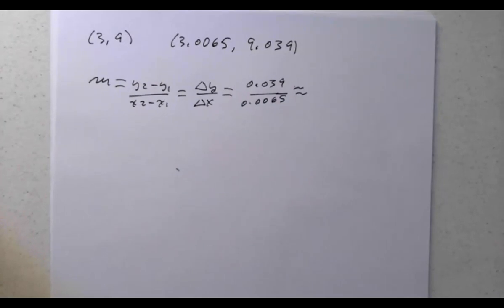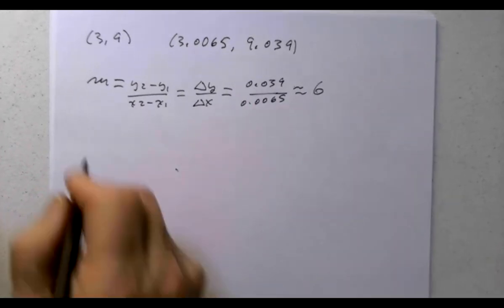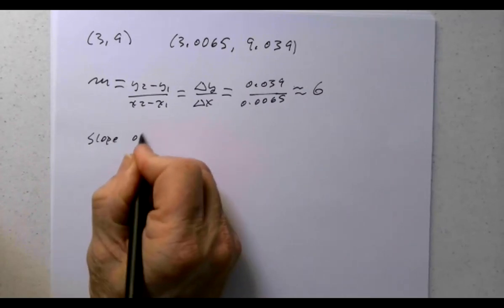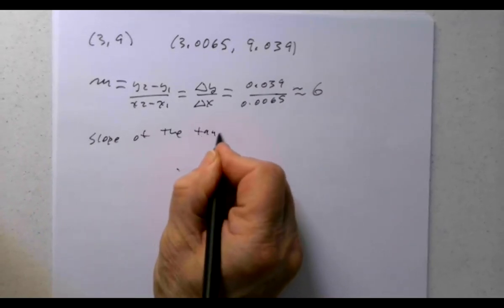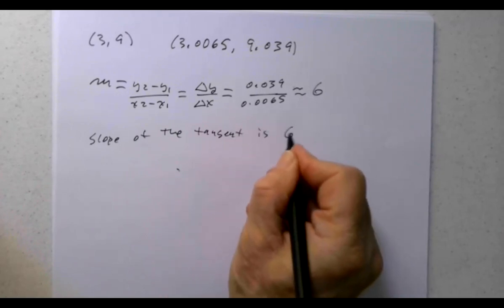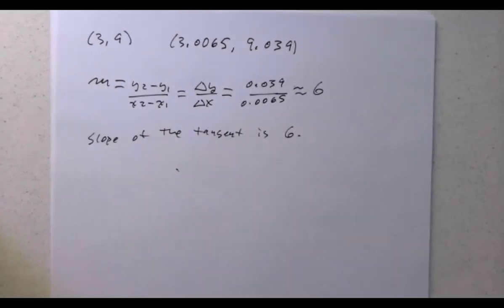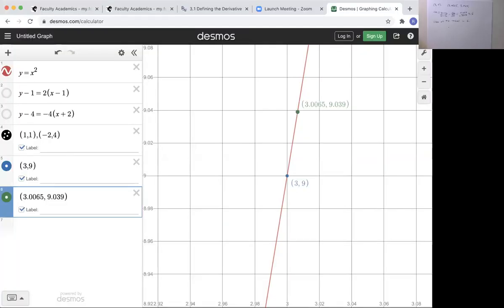So I'll pull out my calculator and see what I get. 0.039 divided by 0.0065, and my calculator gives me 6. Okay. So if that's the case, I believe the slope of the tangent is 6. Okay, so let's take a look. This is what we seem to have. These 2 points, it seems like the slope of this tangent is 6.